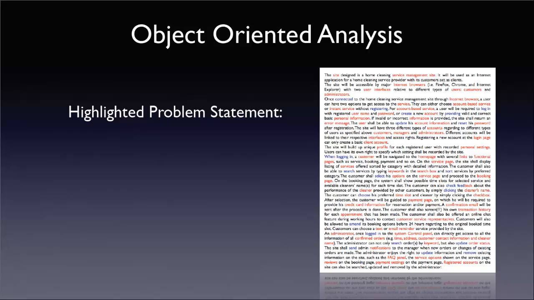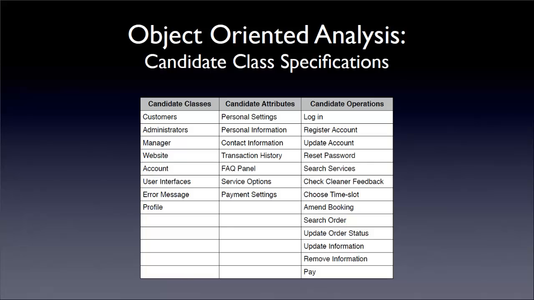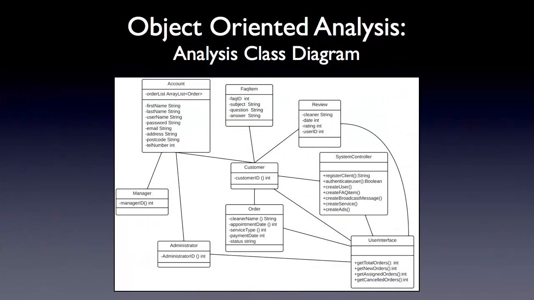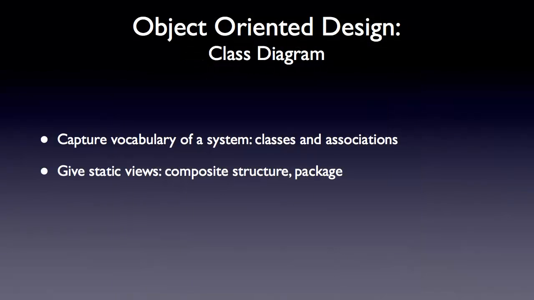To convert the text within the problem statement to a model, all nouns and verbs were identified and highlighted. From this, the potential classes and/or class attributes were extracted, and a table was generated containing only the necessary specifications required for the analysis design procedure. Using this table, an analysis class diagram in UML was created to show the relationship between the classes and also which attributes and operations belong to which classes.